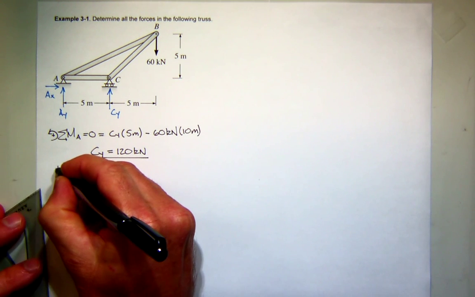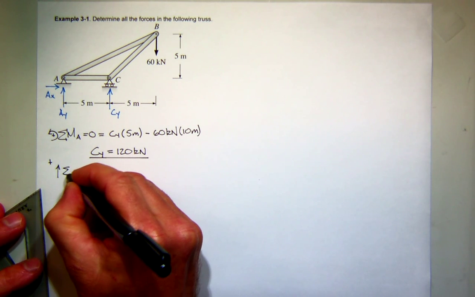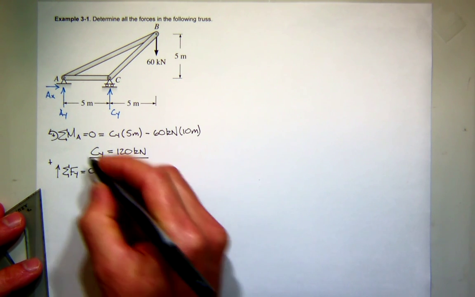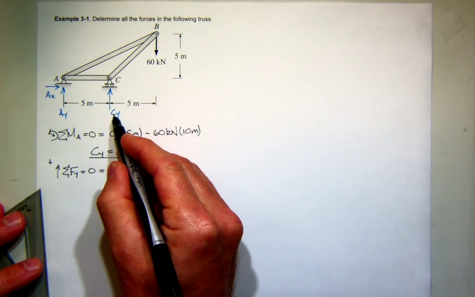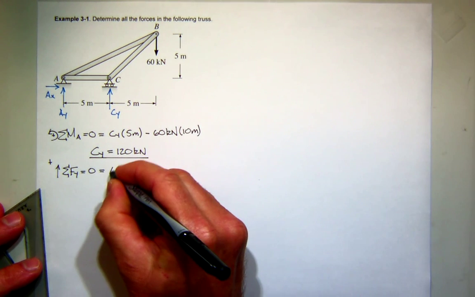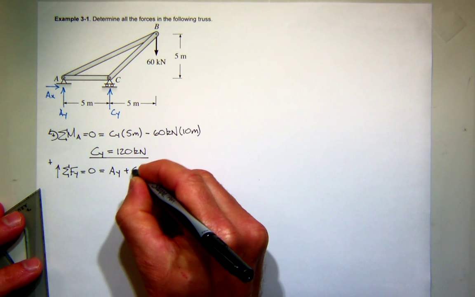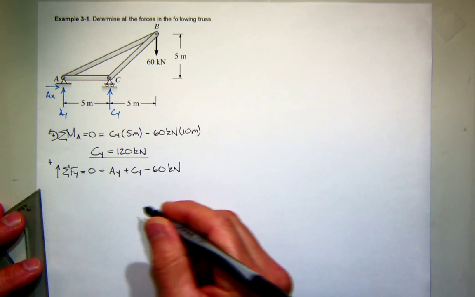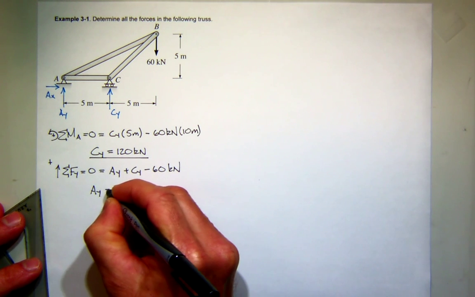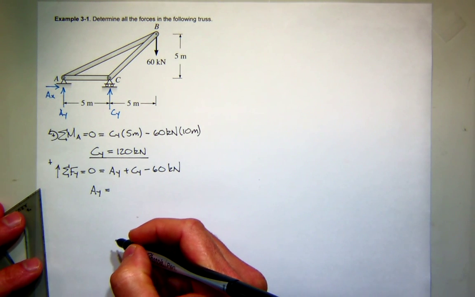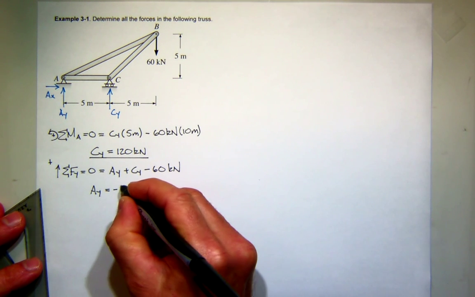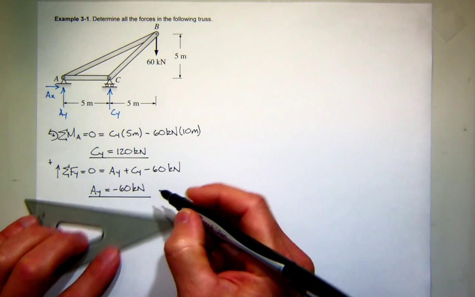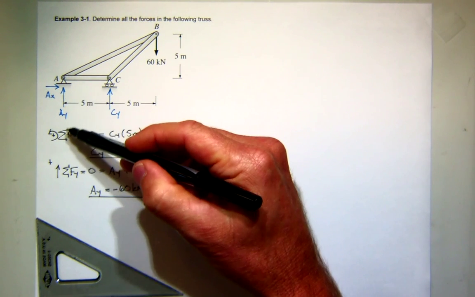Okay, so let's sum forces in the Y direction. Make sure they're in equilibrium. So I have AY up, CY up, 60 kilonewtons down. So that's AY plus CY minus 60 kilonewtons. So what does that require AY to be? 0? No. That is minus 60. Minus 60. So does it make sense that AY is down?